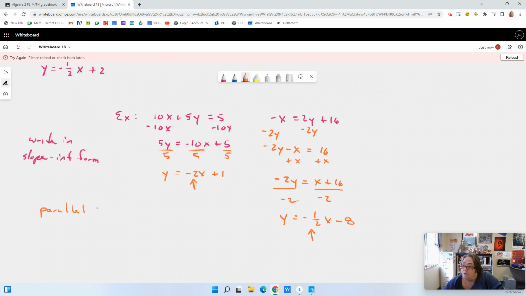Parallel, equal slopes, right? Perpendicular, opposite reciprocal. Anything else would be neither. Parallel, perpendicular, or neither.